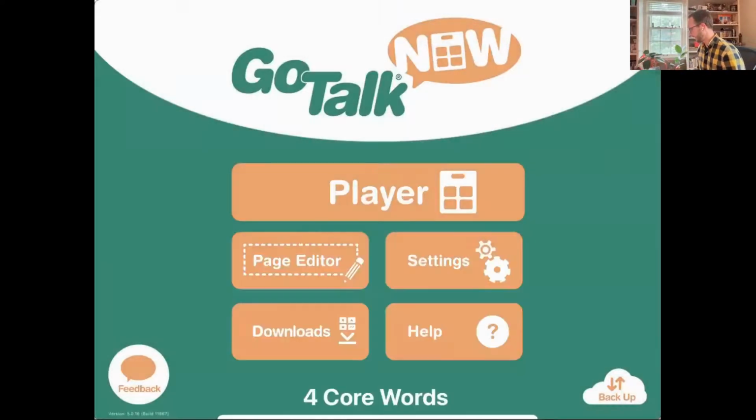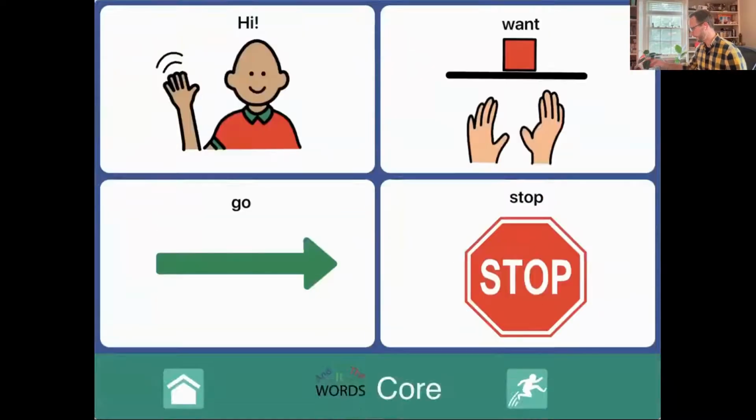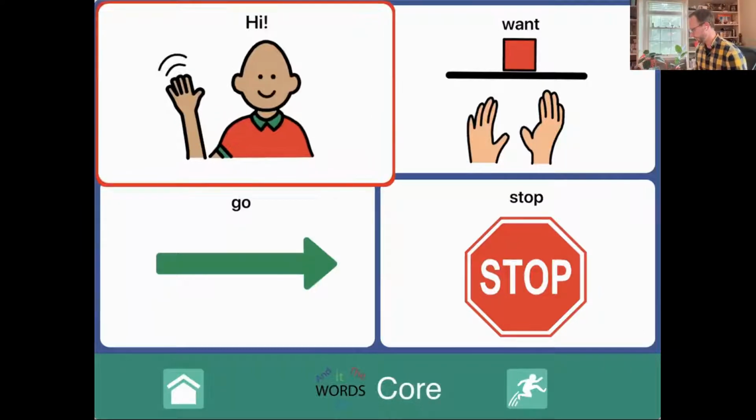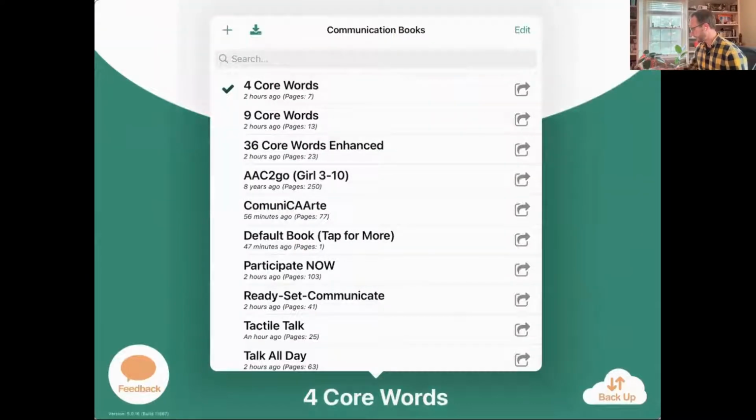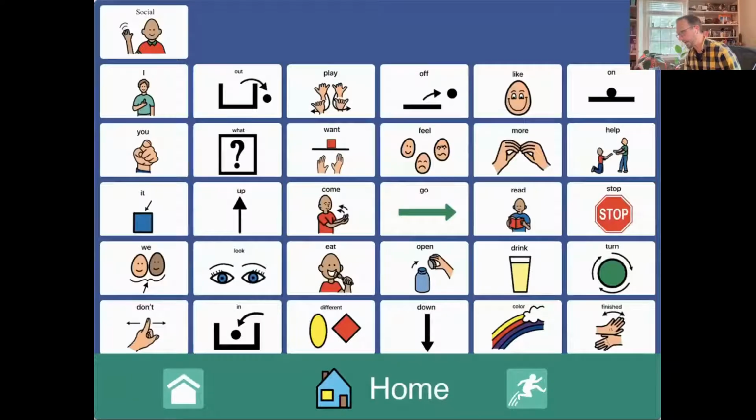So I'm going to go ahead and just jump into the basic configuration, which is just this grid of 4, which has 4 of these core vocabulary. That is a good place for those beginning to use AAC. When I head back out, we have several different configurations all the way up to a 36 grid, which includes more of that core vocabulary.